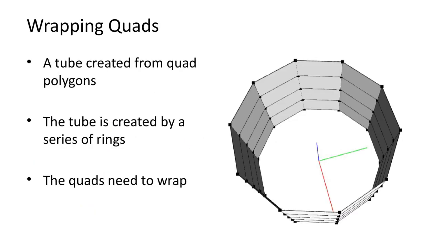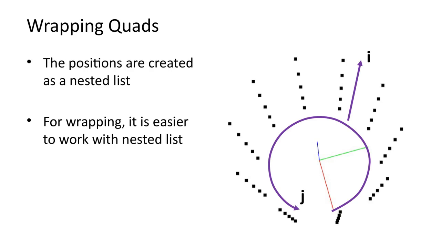In this case, the task is to create a tube consisting of quad polygons. Note that there is a much simpler way of creating this tube. You can create a polyline and then extrude it upwards. However, we are using this case as an example to demonstrate an approach that can be applied to more complex cases. Here we see the positions that are used for creating the tube. There are 5 rings of positions stacked on top of each other. Each ring has 10 positions.